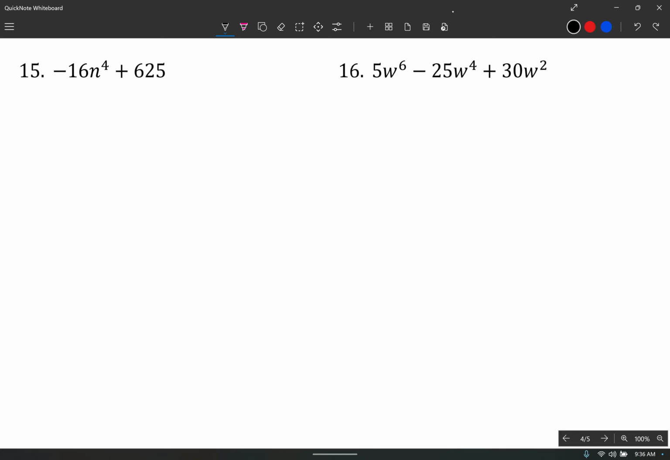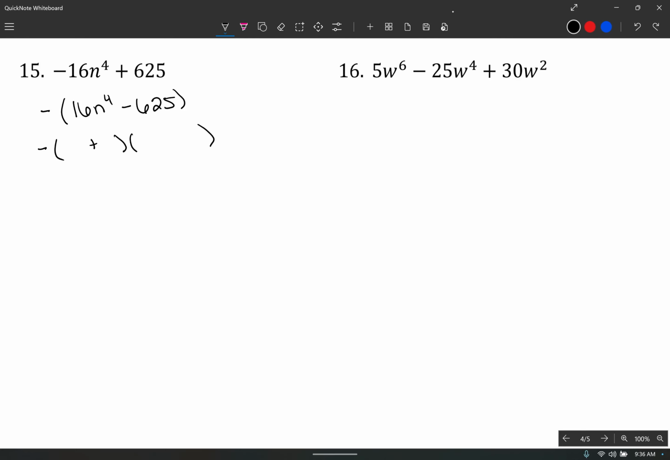All right, number 15, I don't like that I have that negative in front, so I definitely want to take that out. I don't have a common factor, but I do see that I have two perfect squares. So first, let's take out that negative. That leaves me with 16n to the 4th minus 625. So now that I've taken out that negative, I do have a difference of two perfect squares. So I will factor that one.